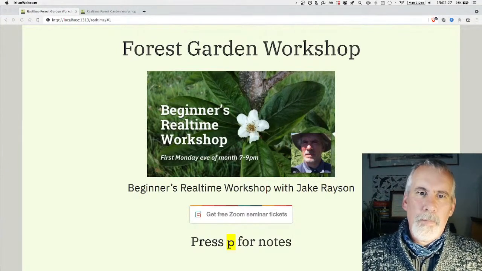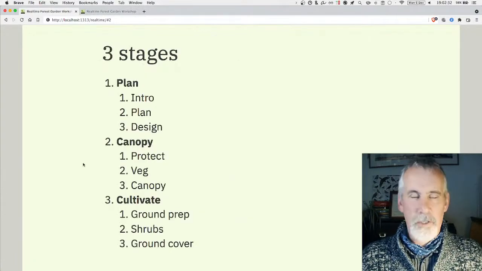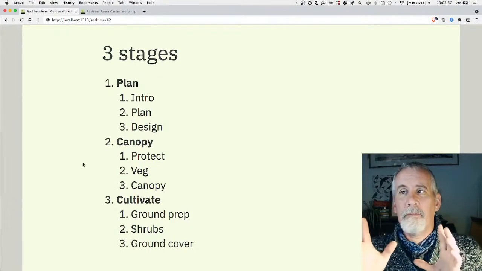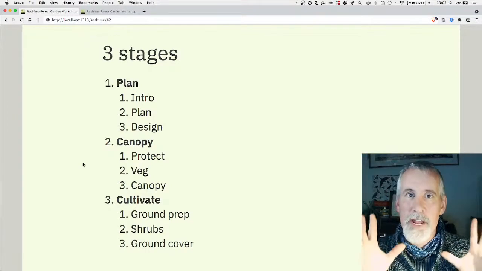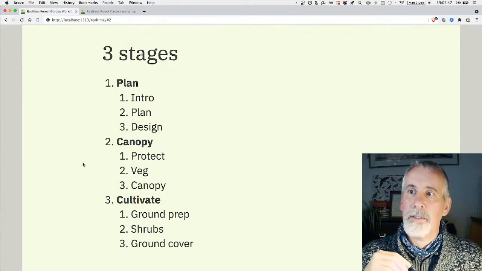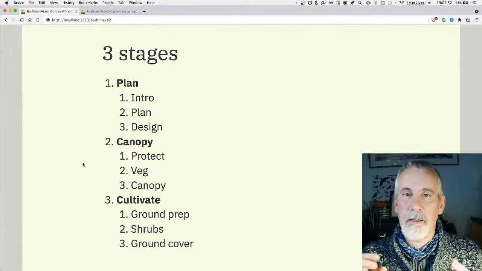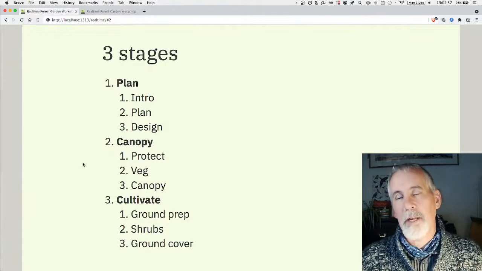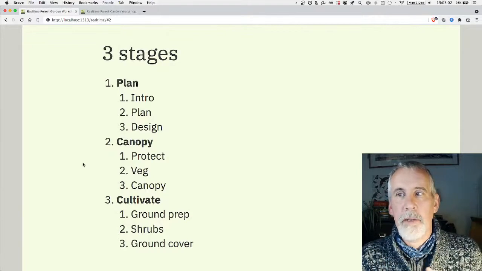Forest gardens. What I wanted to cover first of all is the structure for tonight. To keep it simple, I've broken the creation of a forest garden down into 3 stages. The first stage is plan, which is mapping, figuring out the observations, creating a wish list and doing the design. It's the actual planning, where you're not really getting your hands dirty. Second stage is the canopy.